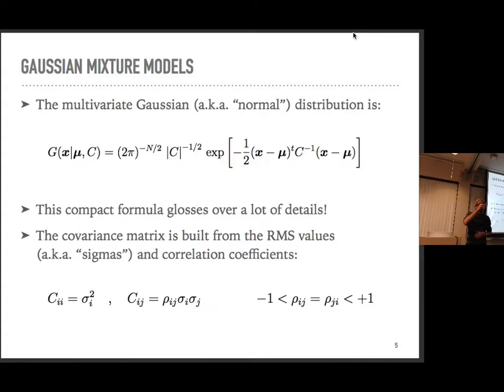Why are you multiplying? Oh, it should be squared. But Cij is rho ij, so there's only one. If you have a question or you get stuck, just put up your hand.